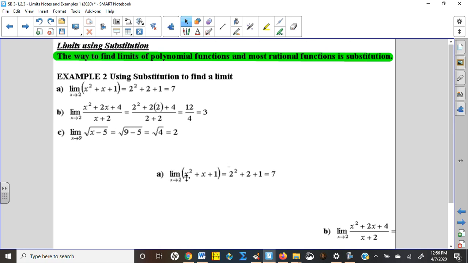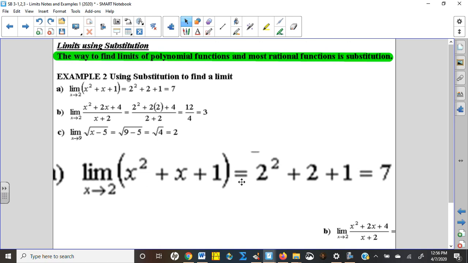And so what that means is I can just substitute the 2 in. Notice it didn't say to use the properties of limits, so I can immediately do my substitutions. I plug the 2 in and I get my answer.